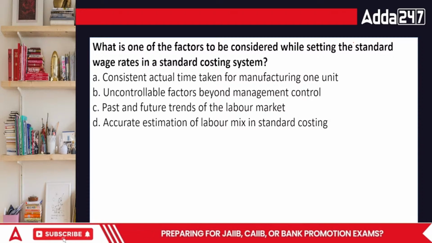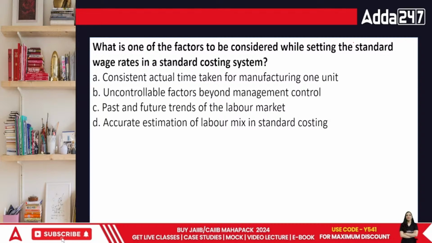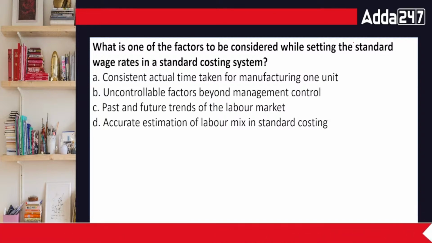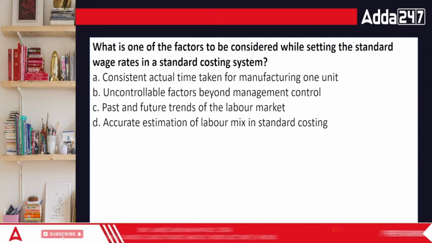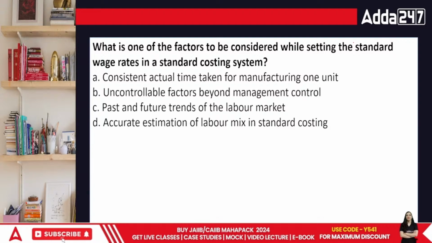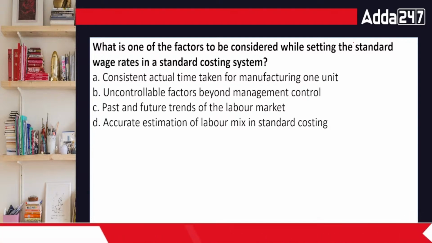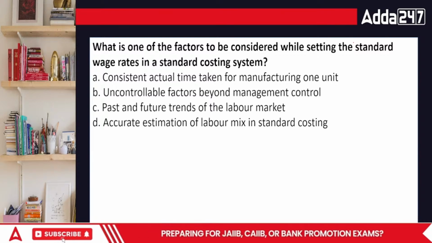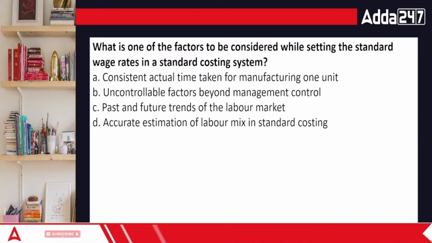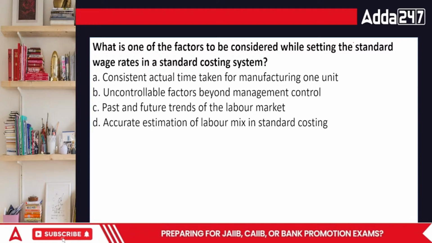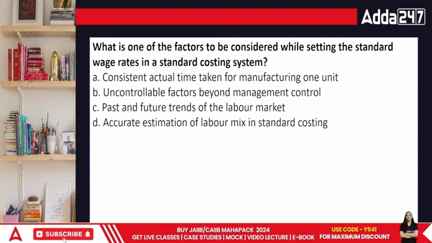What is one of the factors to be considered while setting the standard rate in the standard costing system? This is very good. Everyone, what are the particular things that we have to consider? See, if I have to make up a standard, if I don't take the most important vital areas into consideration, how can I go correct? The variables have to be taken very clearly. No? Consistent actual time taken for manufacturing one unit, uncontrollable factors beyond management control, past and future trends of the labor market, or accurate estimation of labor mix and standard costing.